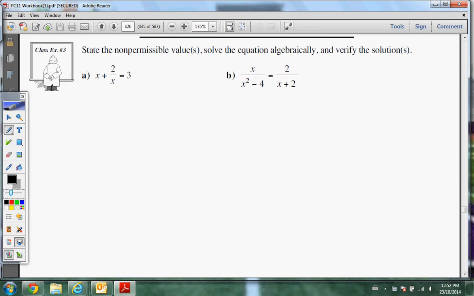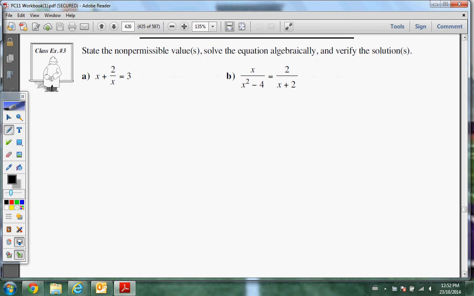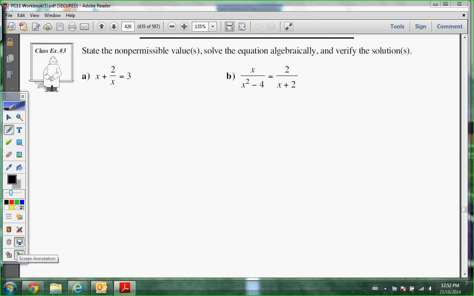Okay, state the non-permissible values. So, what is my non-permissible value here, Davin? There's only one. Because if it's negative 2, 2 divided by 2 is negative 1. That's okay. It's just an x on the bottom. So what can x not be? 0. Okay, so x can't be 0. There's no problem with this one. The 3 obviously doesn't have an x on it, so there's nothing there.